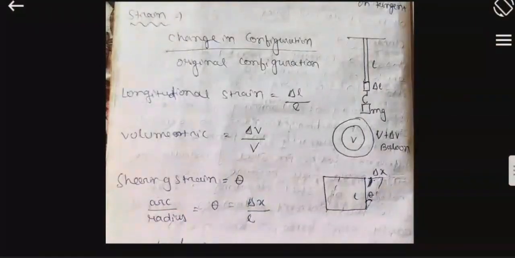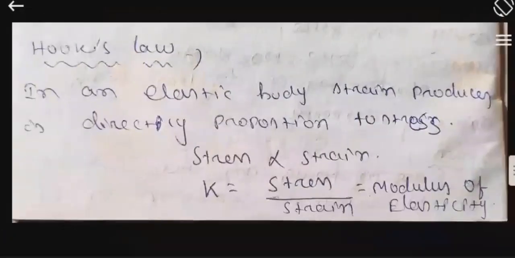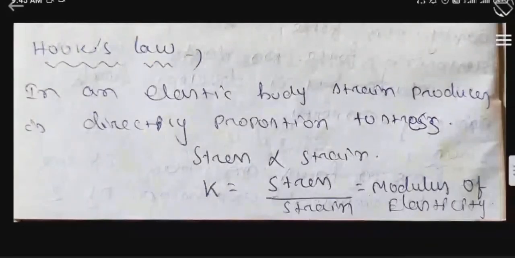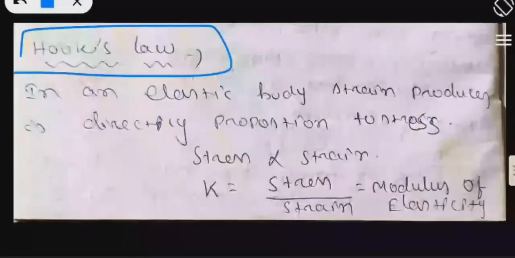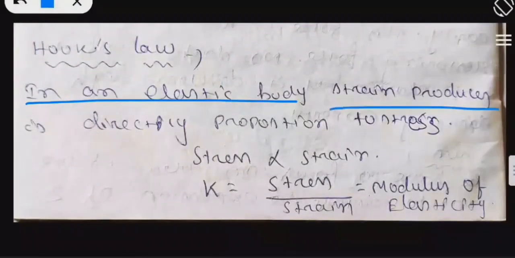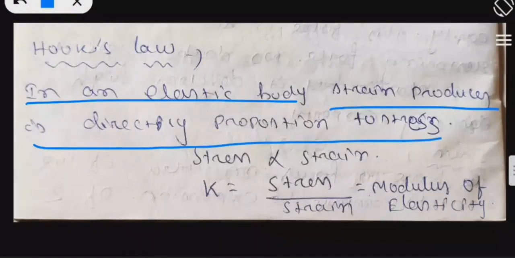Now next, Hooke's law. What is Hooke's law? Hooke was a scientist and he gave one law. In a perfectly elastic body, the strain produced is directly proportional to the stress. Whatever stress you apply, that much strain is going to appear in that particular object. For example, if it is a perfectly elastic steel wire, it always wants to come back to the original position. It will apply the same restoring force according to the deforming force that you have applied.